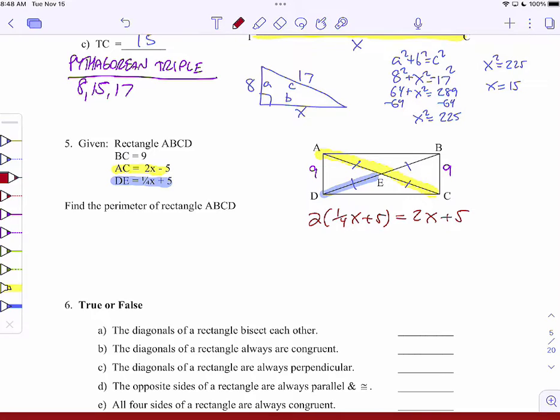Okay. Now we have to distribute the 2. 1/4 of 2 is still a fraction. It's a half. I end up with some fractions here. It's not going to be too big of a deal. I have to subtract the half x from both sides. I'll just use a decimal here. 2 minus a half is 1.5.